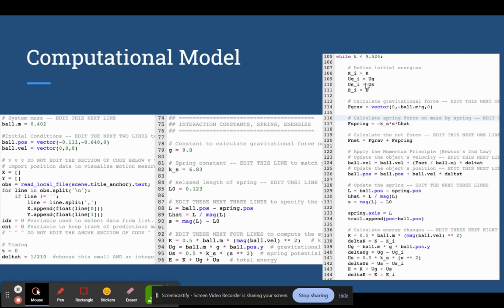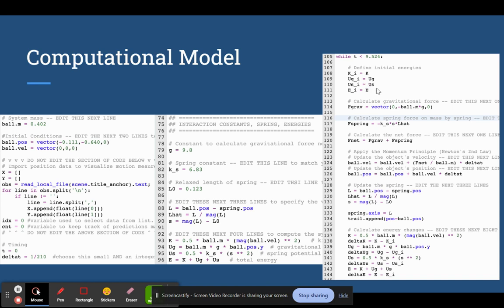So our computational model used the same mass, as well as the starting positions that we found from Tracker. We calculated the spring constant by using the data received in Tracker to determine the change in energy and the force of the spring and the potential energy of the spring that led to us finding the spring constant. We also used the relaxed length of the spring from Tracker.